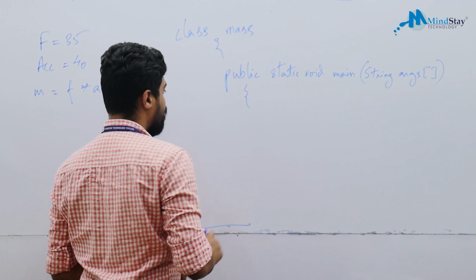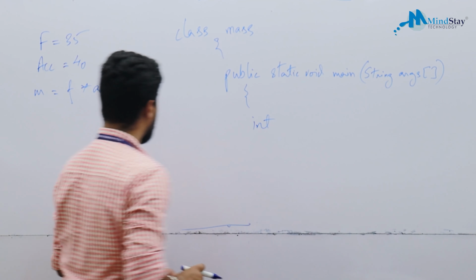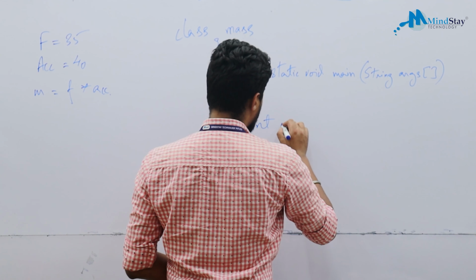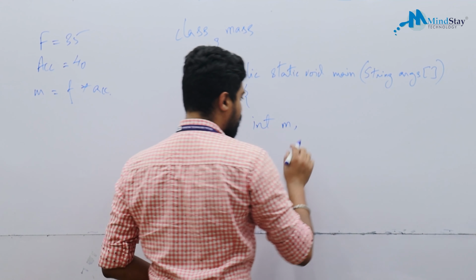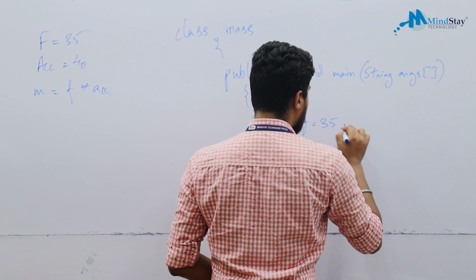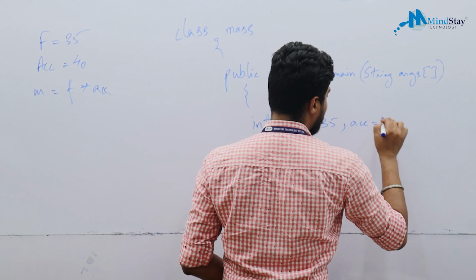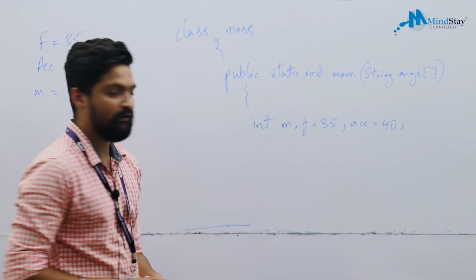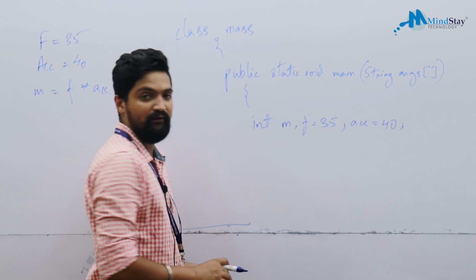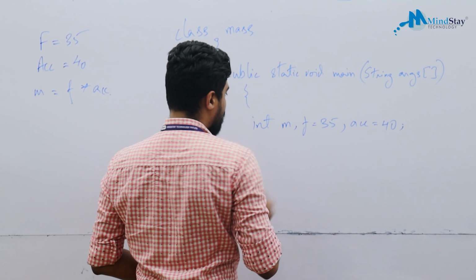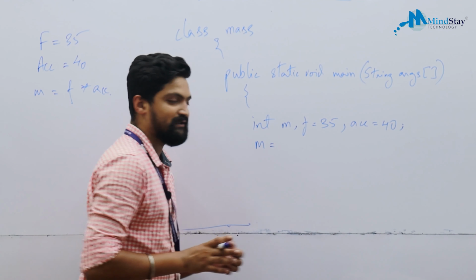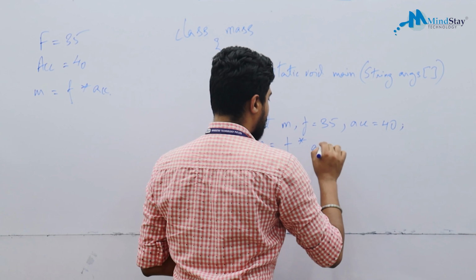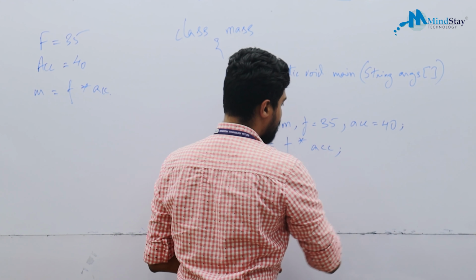Now I'm creating another separator for my main function. Here I'll just use int, because the values assigned to us are integers. I'll create M first for mass, F, and I'll assign it 35, and acceleration ACC, and I'll give it a value 40, and I'll use the semicolon. So here my first statement ends. Now I move on to the next statement, where I will actually assign the value to M. So M is equal to F multiplied by ACC.